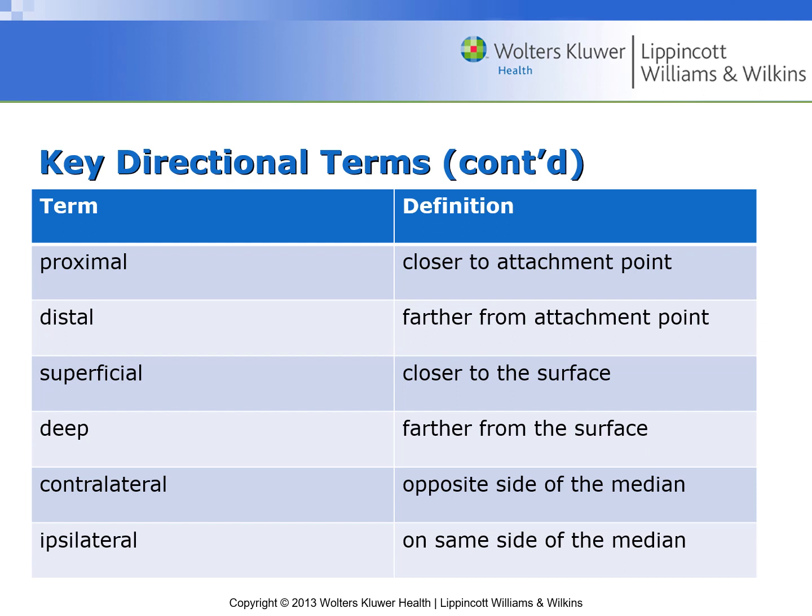Superficial is closer to the surface of the body. Deep is farthest from the surface. Contralateral is the opposite side of the median, and ipsilateral is on the same side of the median.